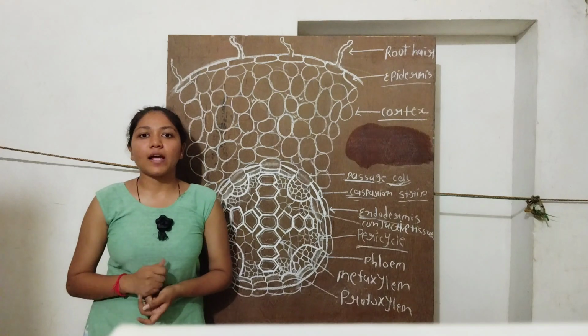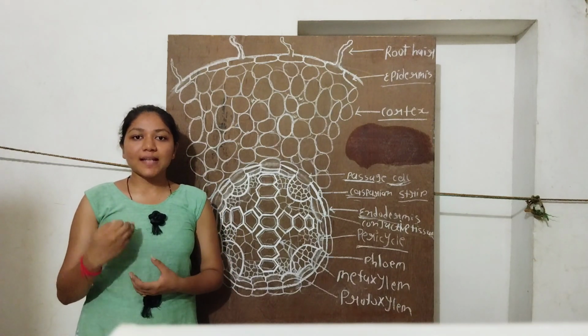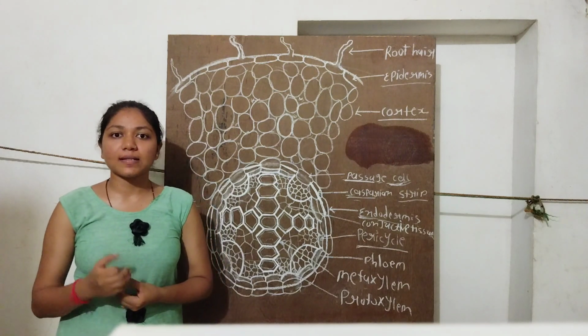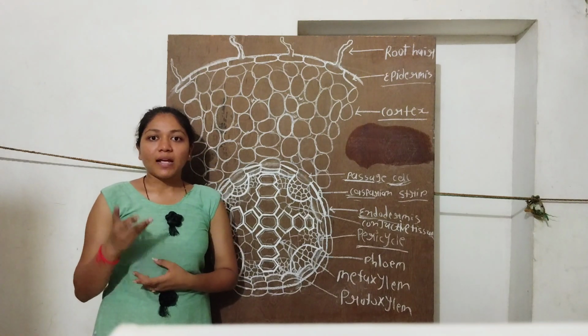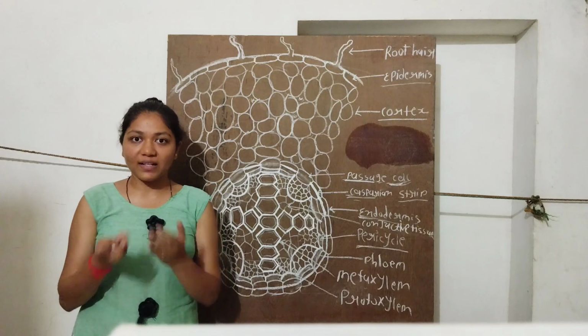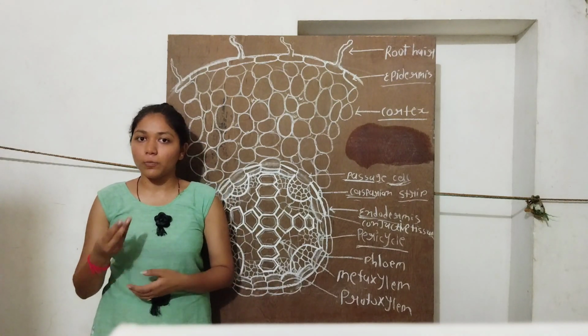In this video lecture we are talking about the anatomy of the dicot root. Before we start the anatomy of the dicot root, we first understand what a dicot plant is. In a dicot plant there are two cotyledons in the embryo, which means when we separate the seed of a dicot plant, it divides into two parts. It is called a two-cotyledon or dicot plant.